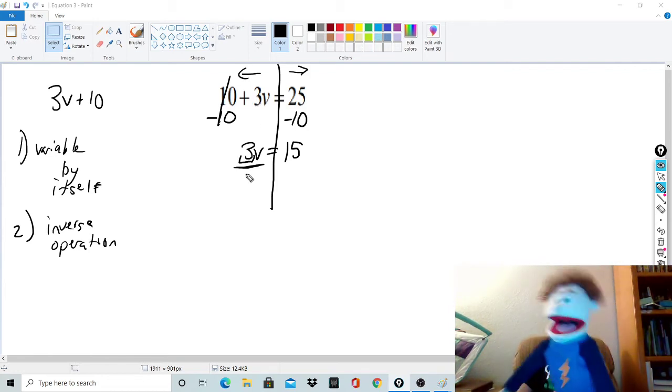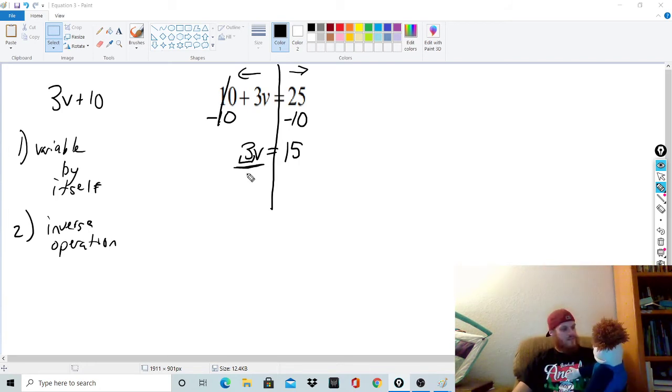Wait, any number divided by itself is just 1. So, 3? You're right. Any number divided by itself turns it into 1, right? So I'm going to do 3 divided by 3. And what's 3 divided by 3? 1. So I'm left with 1v, or v all by itself, right?